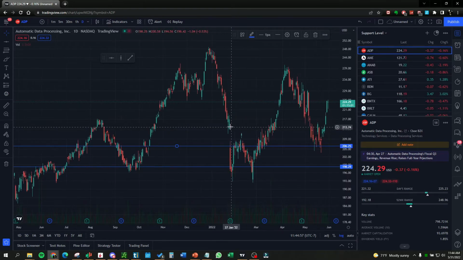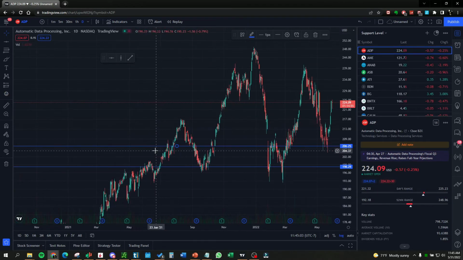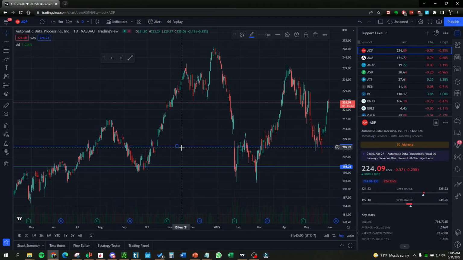Now, you can make an argument and say, hey, this is support. It's fine. You can make an argument and say, this could be support. But what are the relevant levels to what I am trying to achieve here? This is a relevant level because there's a bounce right here. And this is a relevant level because when it came here, it consolidated for a little bit and went up.